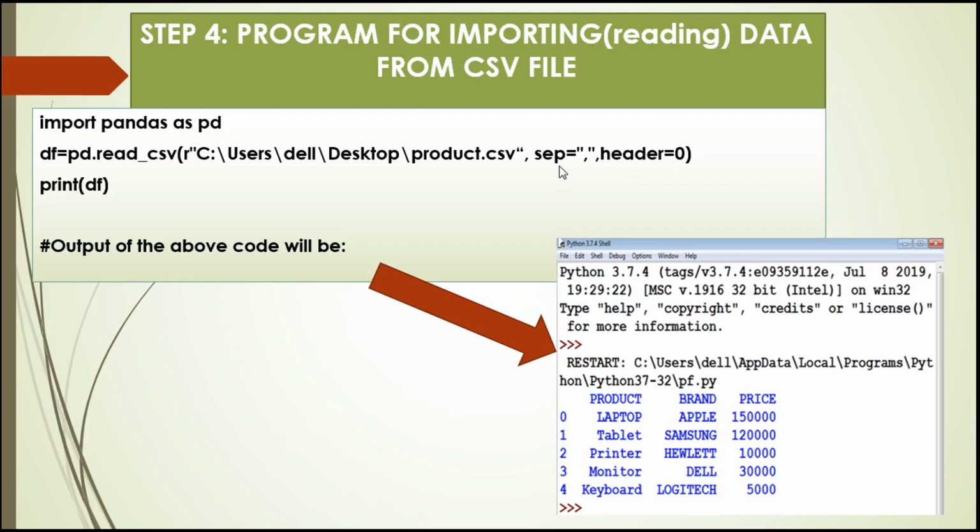Now sep here means that the data is separated by comma delimiter, and header equal to 0 means that it will show you the data from the first line. You can see the output here. If I set header equals to 1, then it will not show you the header row, that is product, brand and price. So by default the value of header is 0.